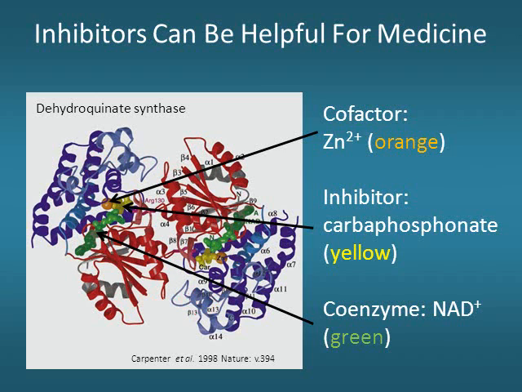So if we can design medicine where we place this inhibitor in the presence of these bacteria, they will bind that inhibitor, they will not be able to make their amino acids, and they will not be able to proliferate. And this is how antibiotics are often made.